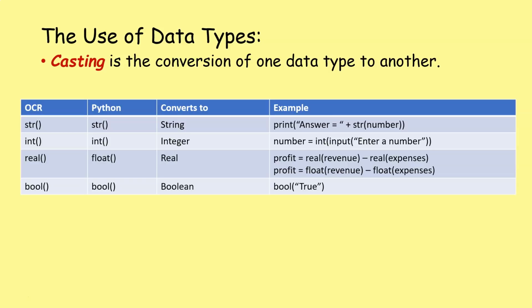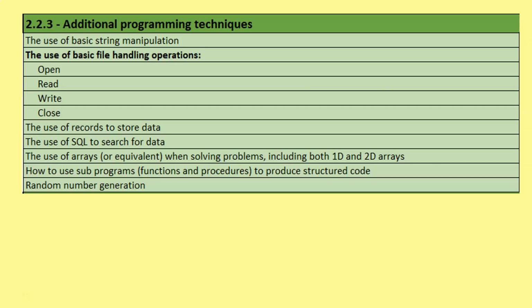And then we've got bool, which is used to convert something to a boolean. I'm not sure when you would ever need to do that in any of your programs, to be honest. The example here from the OCR is bool true to convert the string true into a boolean true. It doesn't work the same in Python. In Python, the bool function would just return true if there is a value and false if there is no value. So it works slightly differently in Python. As I said, I'm not sure you'd ever have to use that, but it is in the spec, so I'm including it here.